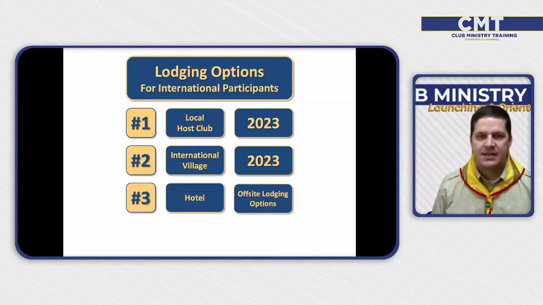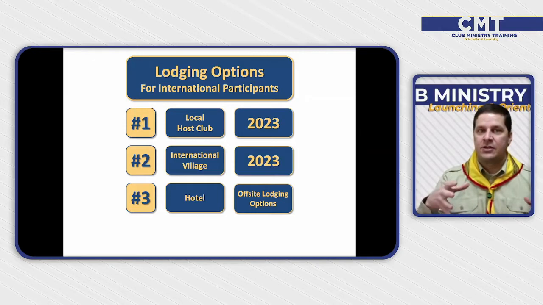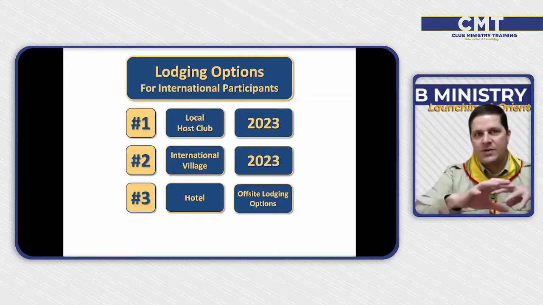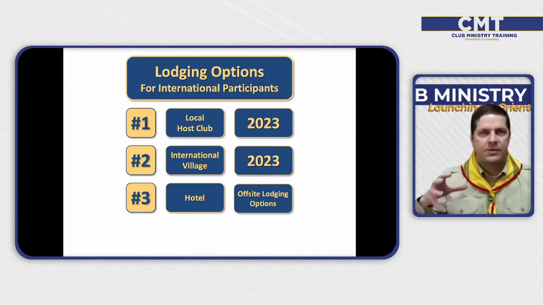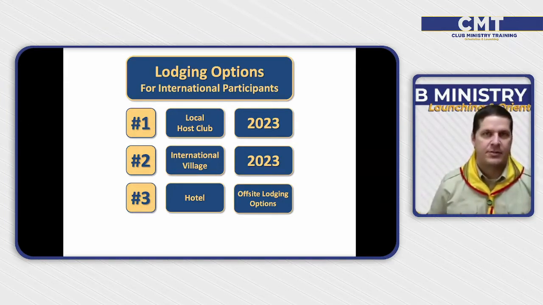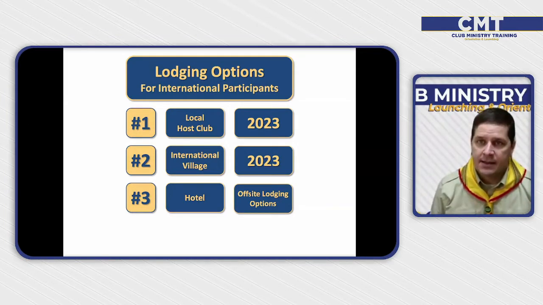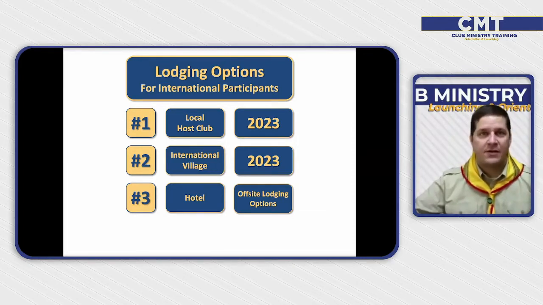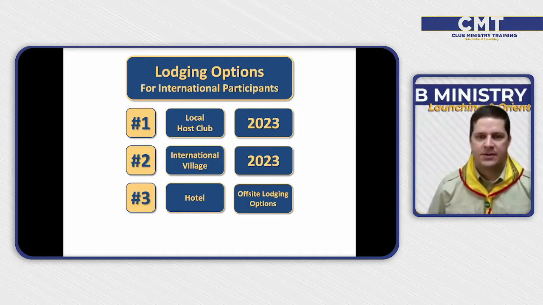An international village is a second option. If you want to bring a large group and you don't want to split them into clubs, you want to stay together, that's another option. And finally, hotel. If it is a very long travel and you would like to stay in a hotel, that's another option.